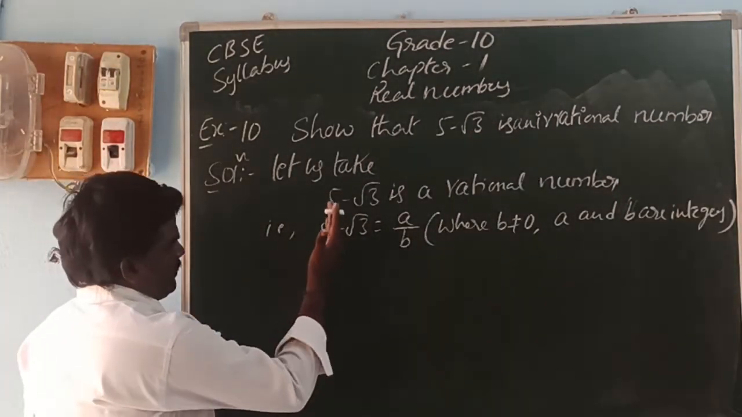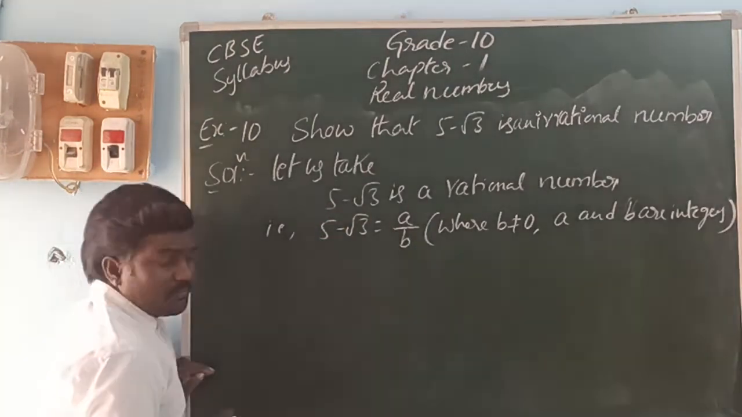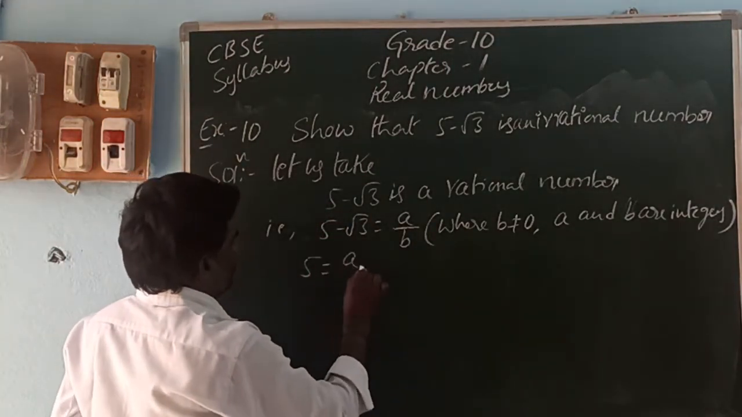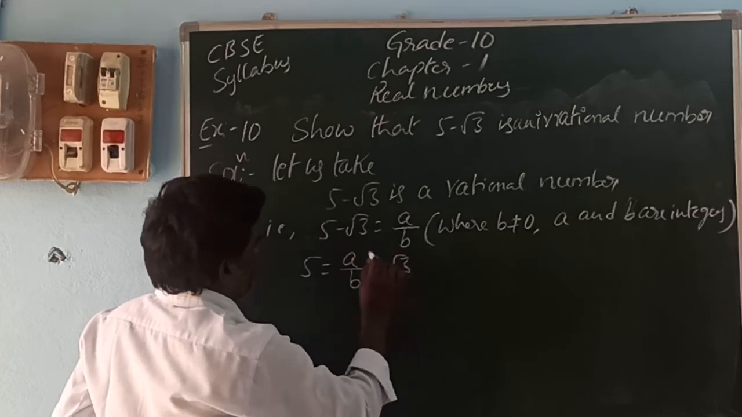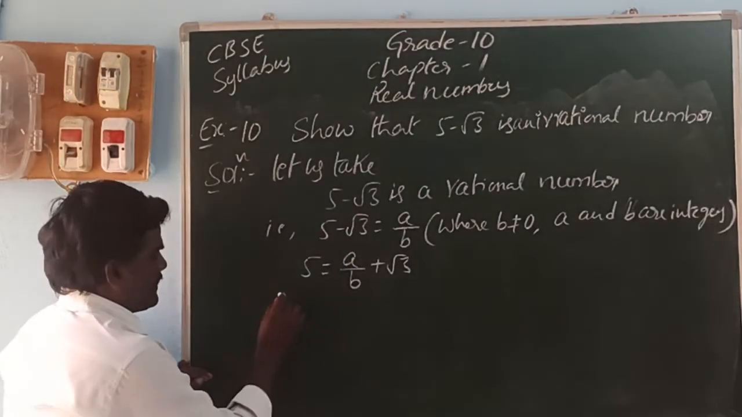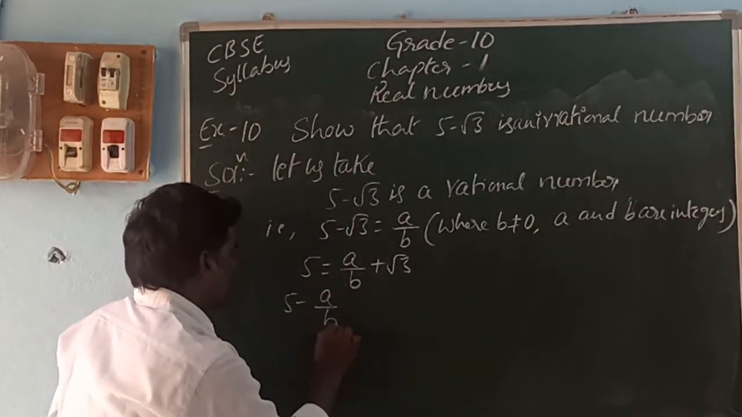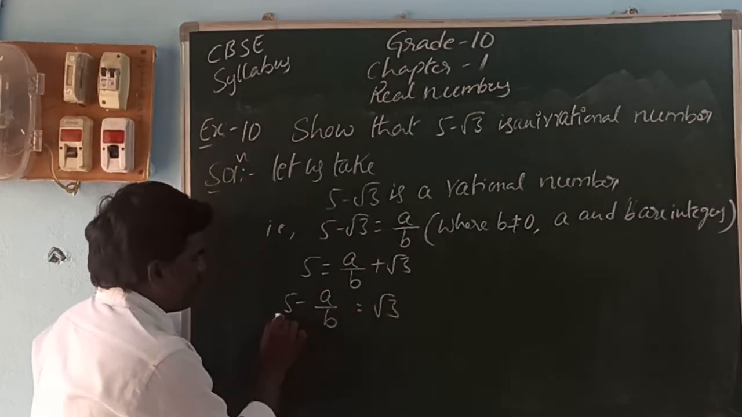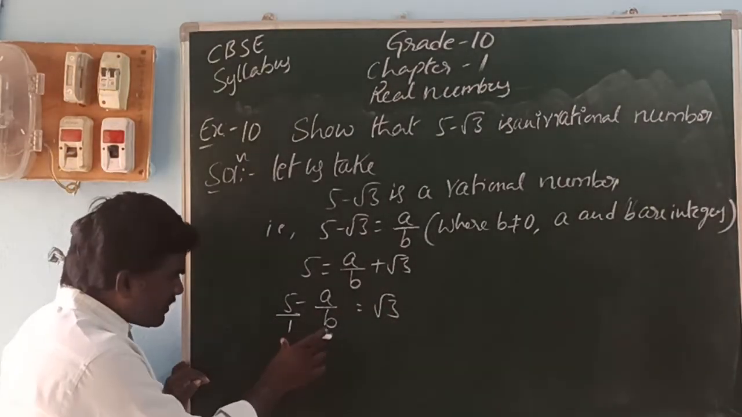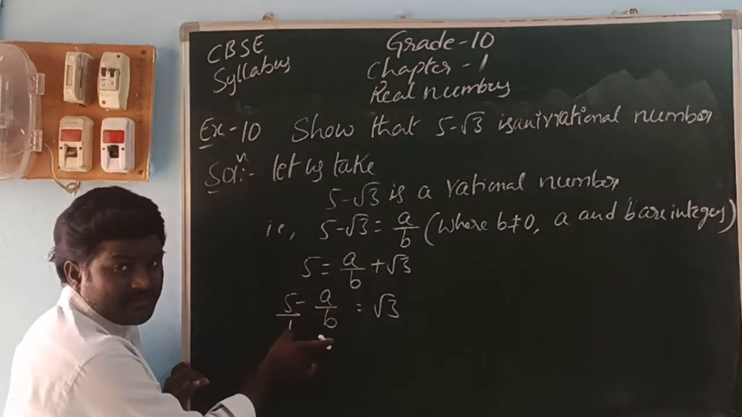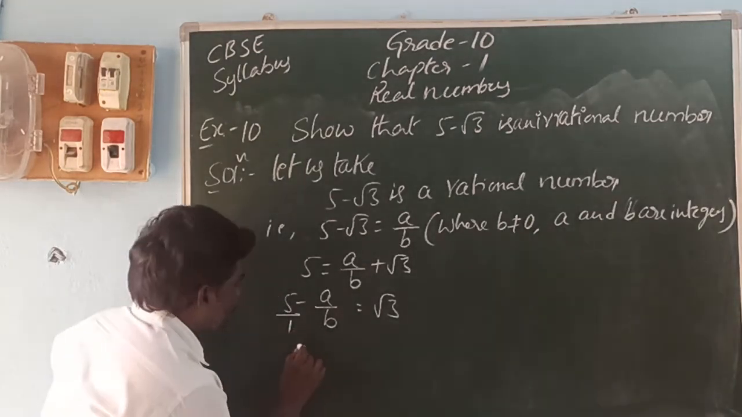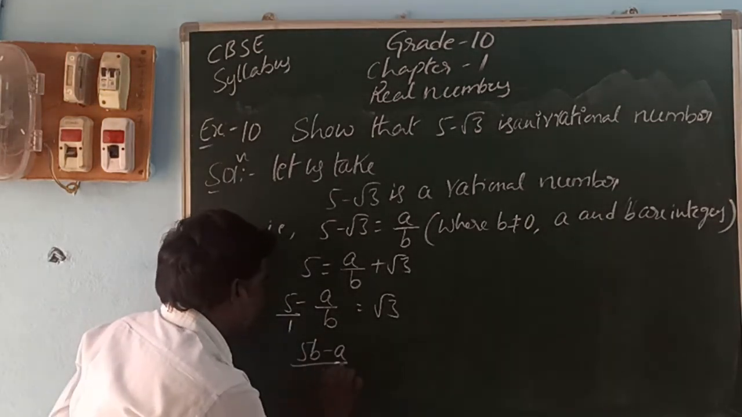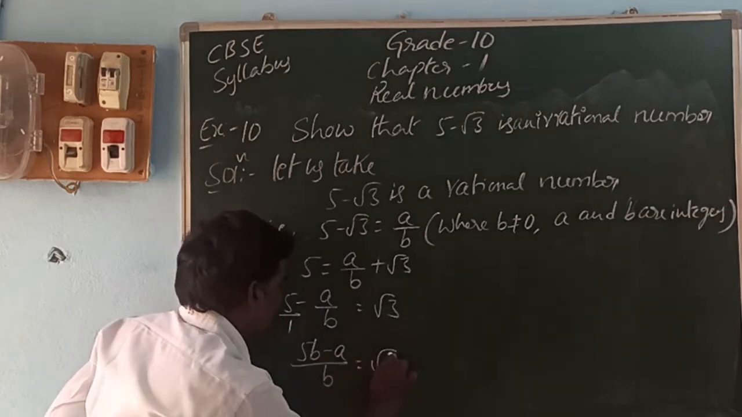Okay, here minus root 3 is going to happen plus. So 5 is equal to a by b plus root 3. Plus a by b comes to happen minus. 5 minus a by b is equal to root 3. 5 we can write as 5 by 1. Now these two are fractions. We can do cross multiplication. That is here, 5b minus a by 1 into b is equal to root 3.